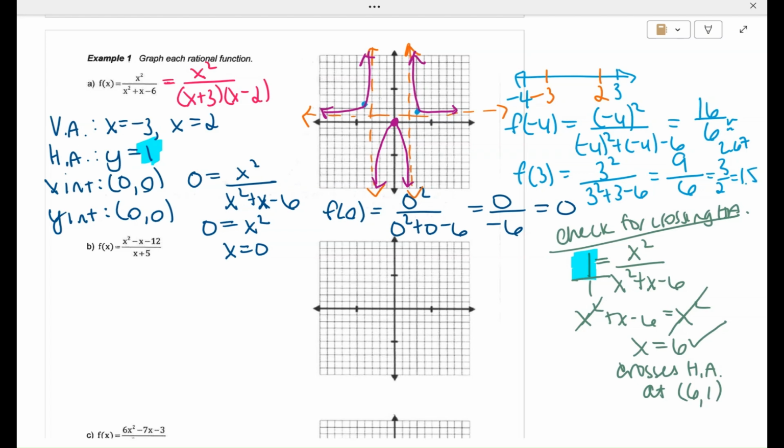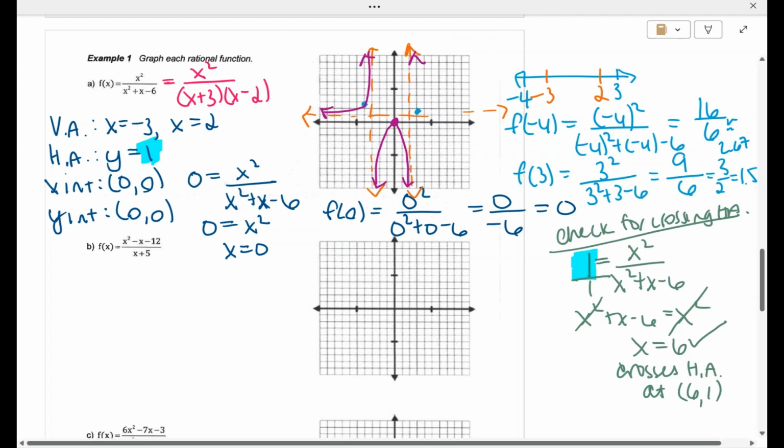Okay, so I'm going to redo my graph here. Okay, so 6, 1, that's about right there. I'm going to erase that just so I can show you where it crosses. So it crosses at 6, 1. So it crosses right there. I marked it so I know where it's crossing the horizontal asymptote.